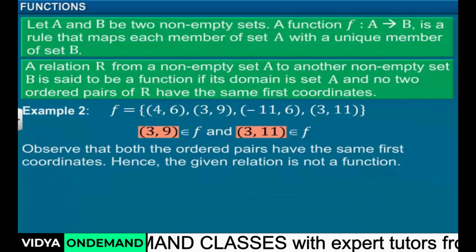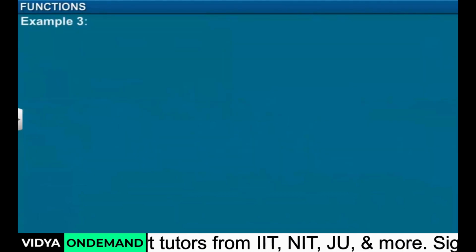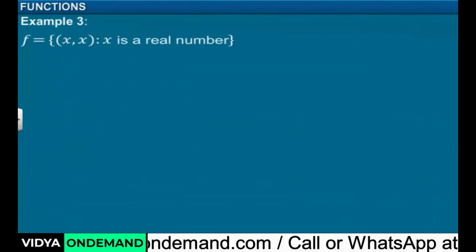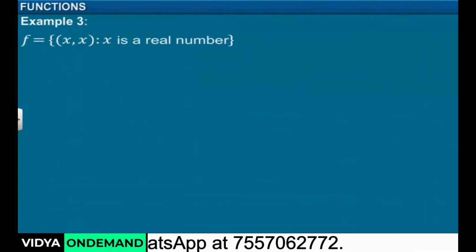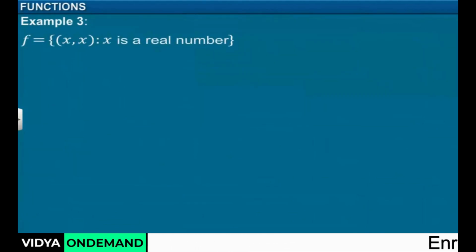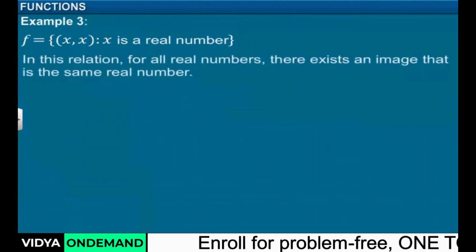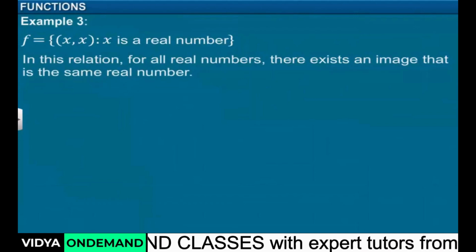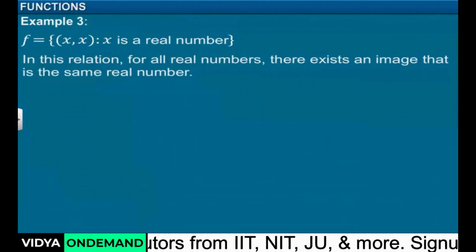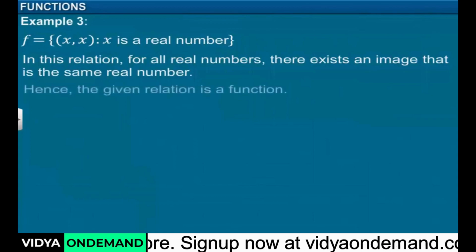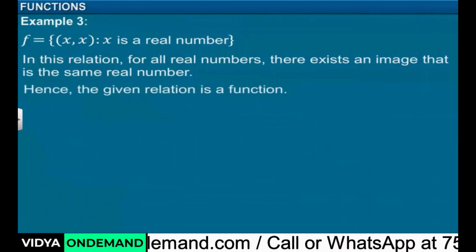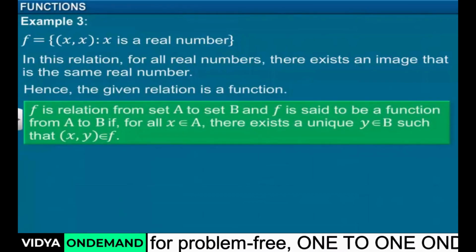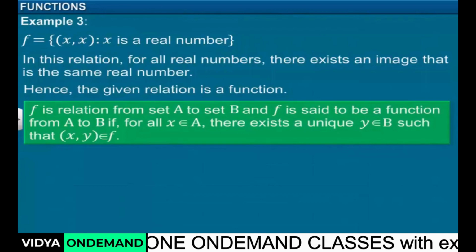Let us take one more example to understand it better. Let F be the set of ordered pairs x, x, such that x is a real number. In this relation, for all real numbers, there exists an image that is the same real number. Hence, the given relation is a function. We can thus conclude that f is a relation from set A to set B, and f is said to be a function from A to B.